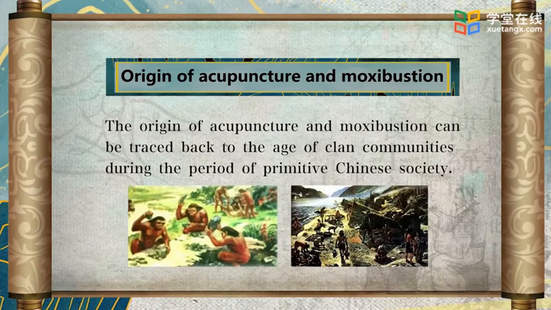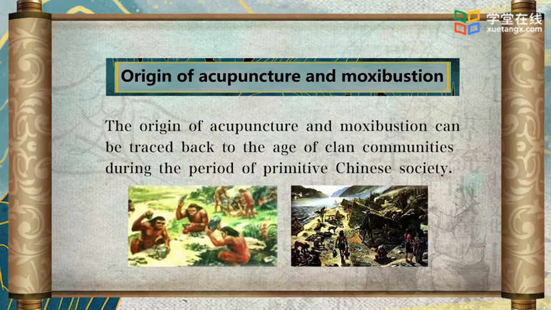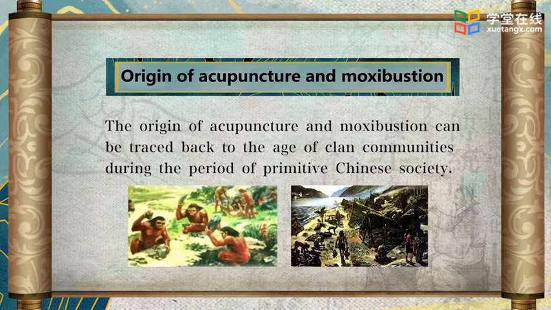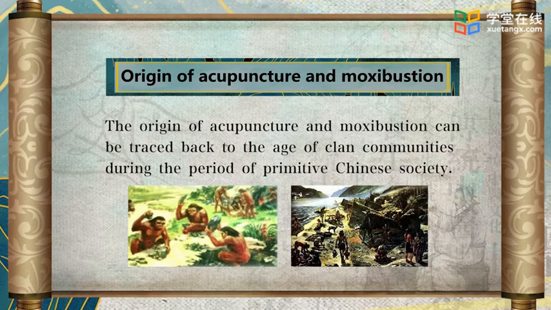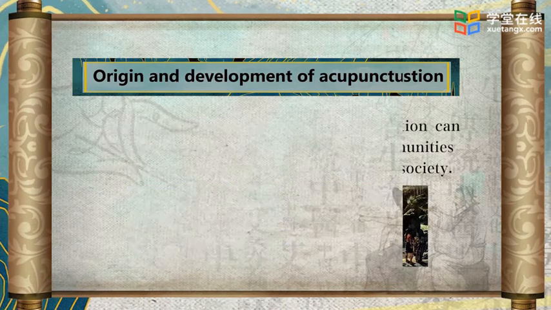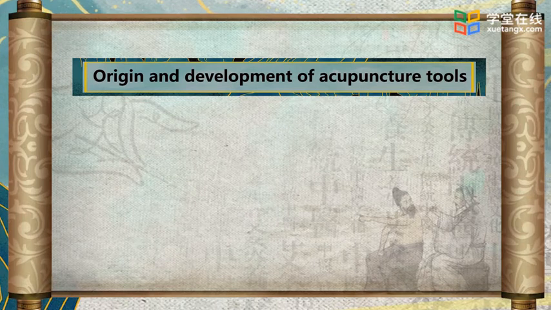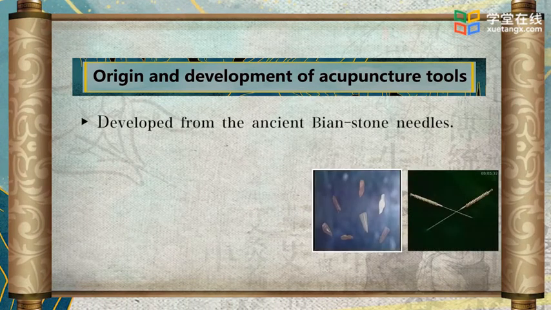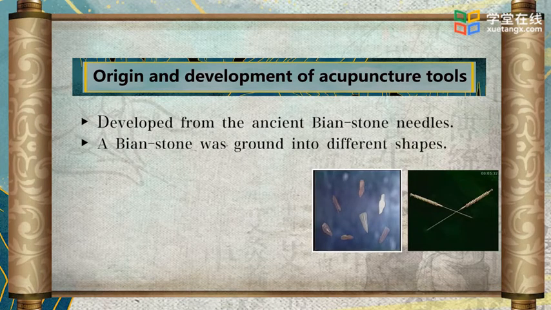Coming up, we are going to review the origin and development of acupuncture and moxibustion. The origin of acupuncture and moxibustion can be traced back to the age of clan communities during the period of primitive Chinese society. Origin of acupuncture tools. Acupuncture needles were developed from the ancient bianstone needles. A bianstone needle is a kind of instrument made of special stone, which was ground into different shapes.